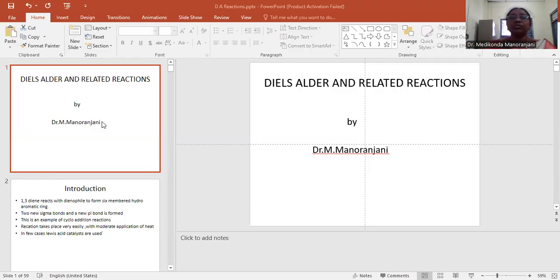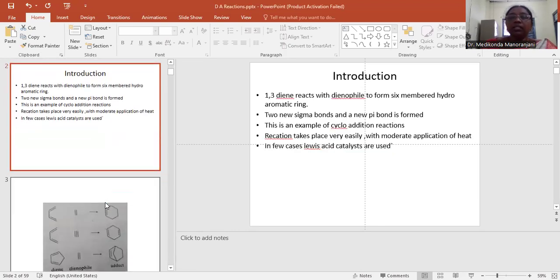Hi students, today we will see a very important reaction in organic synthesis, that is Diels-Alder reaction and also the related reactions. Let us see the introduction part. In a Diels-Alder reaction, 1,3-diene reacts with dienophile to form a 6-membered hydroaromatic ring. In this reaction, the product contains 2 new sigma bonds and a new pi bond.